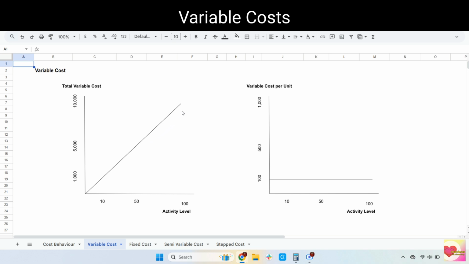An example of variable costs is the cost of raw materials. For example, the total cost of materials to produce 10 tables is 1,000. The total cost to produce 50 tables is 5,000. The total cost to produce 100 tables is 10,000, and so on. So as the number of units produced increases, the total cost of raw materials needed to produce them increases as well.